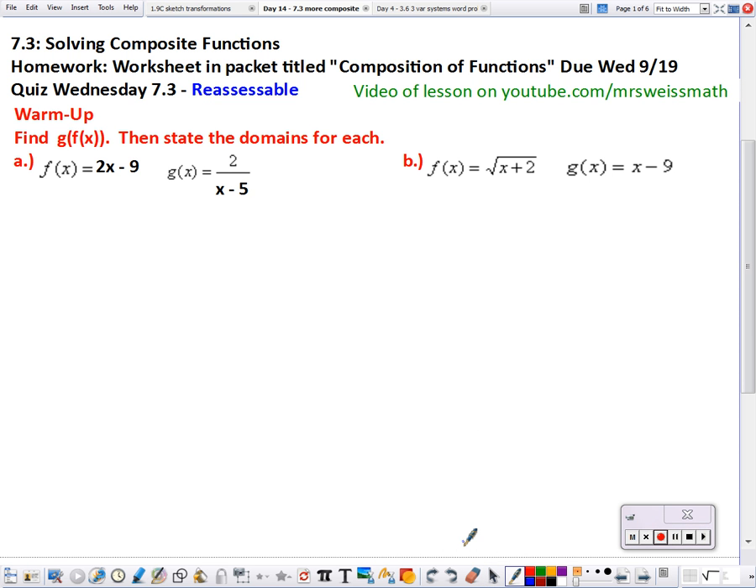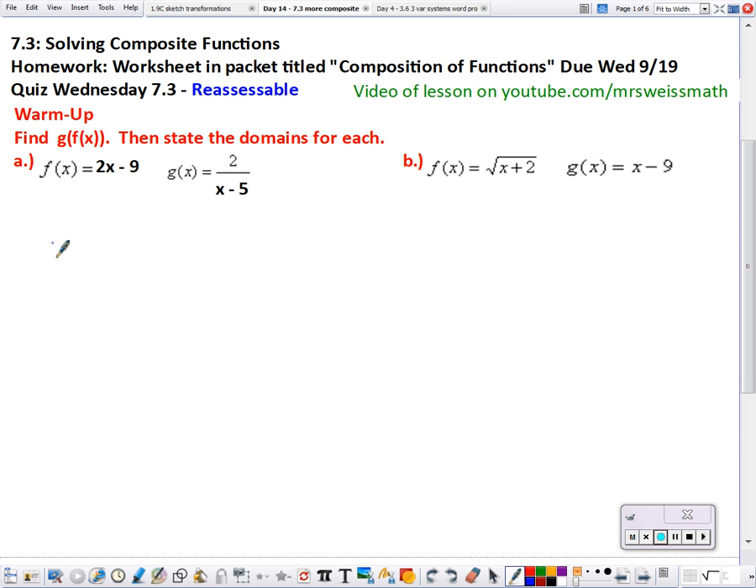Okay, we're going to pause the video here so that you can copy down the warm-up and try these two problems. Check with the neighbor if you're stuck. Do not sit there doing nothing. Make sure you're getting help if you can't do them. Then we'll resume the video in a few minutes so that you can check your work and check your answers.